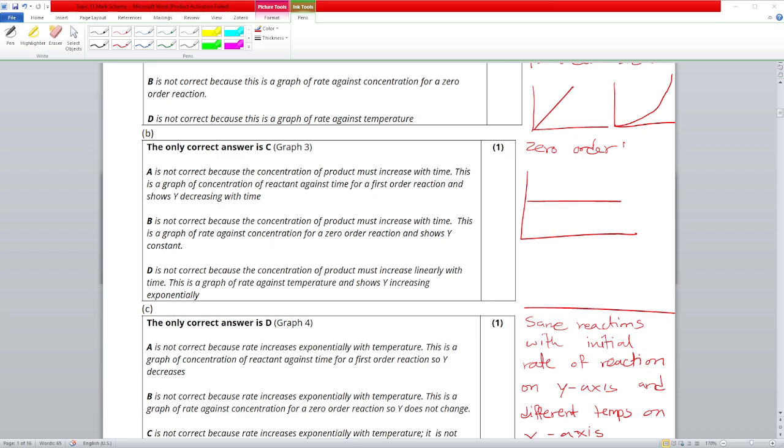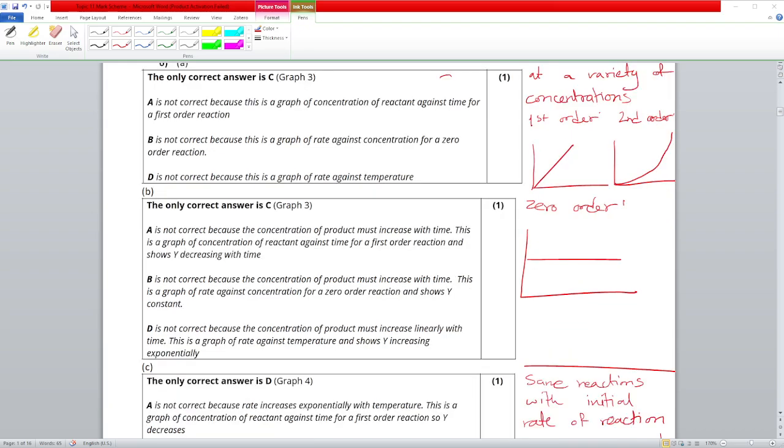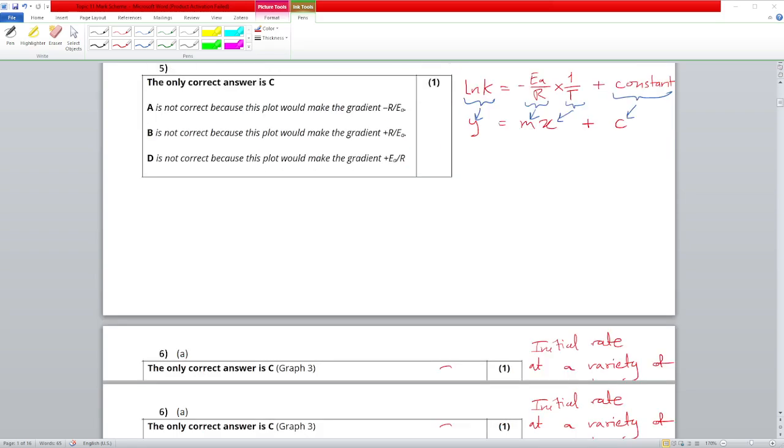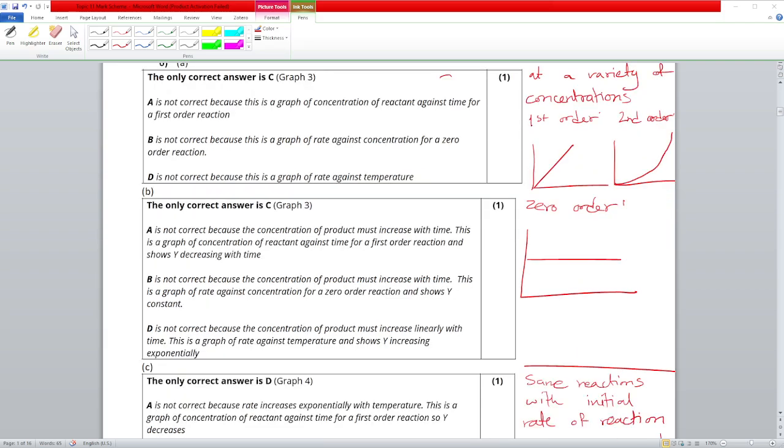So this time, time is on the x-axis and concentration is on the y-axis. The first question was an initial rate graph. The second question is, again, a concentration time graph. So our options are either straight down, which is 0 order, or a curve for first or second order. We are told that this is a 0 order, so it's going to be straight down. Oh, right. There is no straight down for this one, right? So our only option is graph 3.